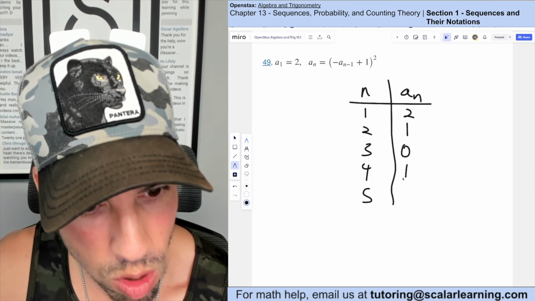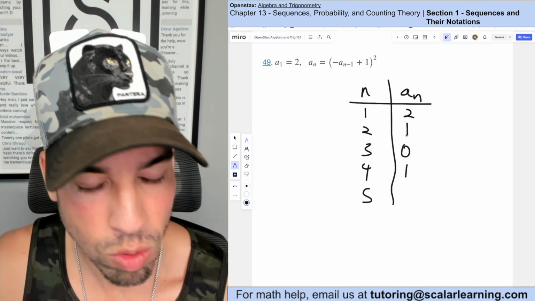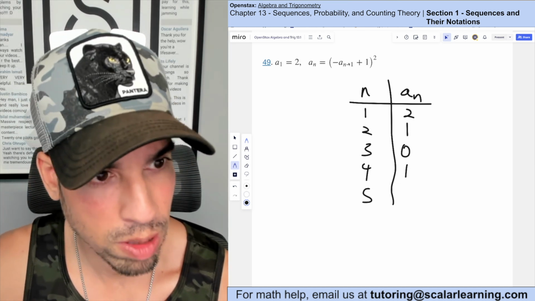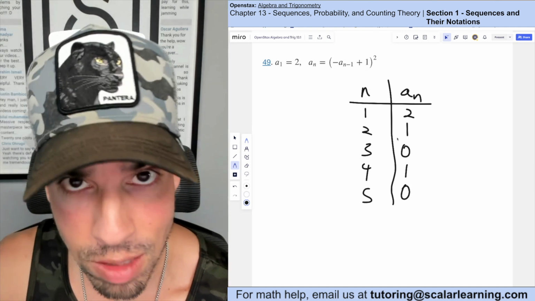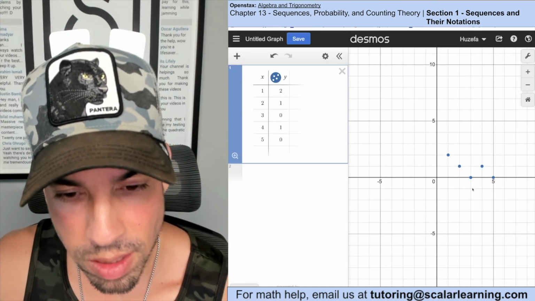1 squared is 1. And now it looks like we're going to go in a loop back and forth between 1 and 0. Plug 1 in. -1 plus 1 is 0. 0 squared is 0. Now let's plot this in Desmos. All right, here are the 5 points. That's how you do it.